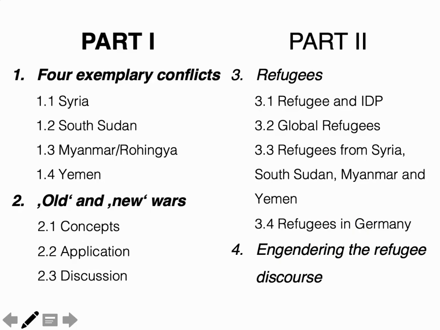I would like to initially illustrate the key source of refugees, armed conflicts and wars. I will sketch 4 of such conflicts: the civil wars in Syria and South Sudan, the eviction of Rohingya from Myanmar, and the conflict in Yemen.